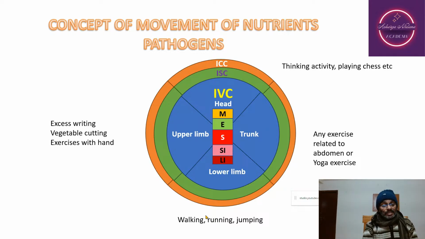Whereas if the person is a marathon runner, though the whole body may have an exposure, more blood supply is present in the skeletal muscles of the lower limb. From there, it will enter the interstitial compartment, and from there the intracellular compartment. More thinking activity or playing chess may lead to entry of pathogens to the head and neck blood vessels. From there, it will enter the interstitial compartment, and then the intracellular compartment.